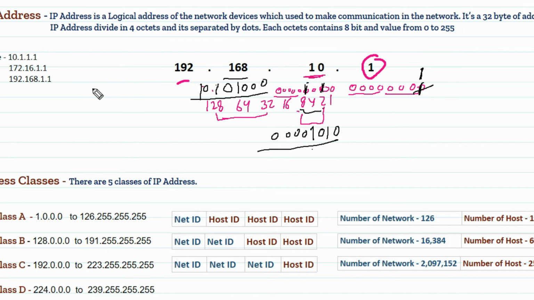For 192, what will it become here? 0 0 0 0 0 0 0 0. So friends, how does it become 192? 128 plus 64 will be 192. So these two bits will be high: 1 1. So this is a binary number.